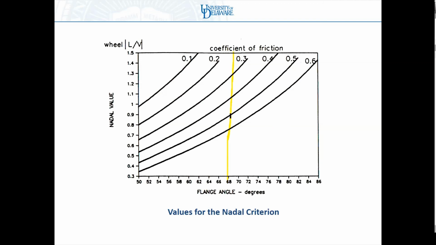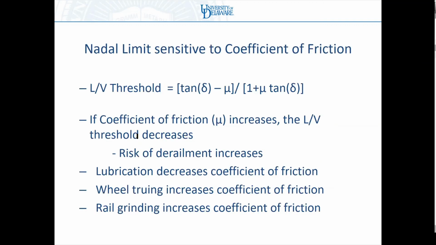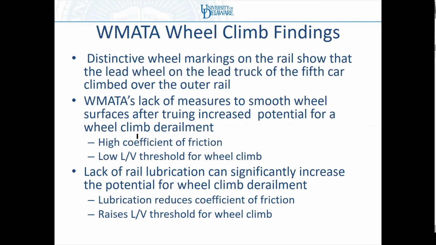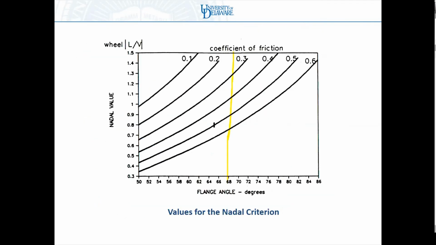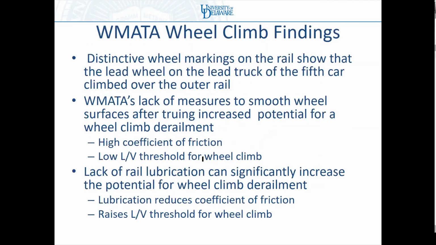If I had very rough rail, so I had a coefficient of friction around 0.6, my L over V threshold is 0.7, much lower, which means it takes a much lower lateral force or a lower unloading of the vertical force to get me to that threshold and cause wheel climb. So again, it is sensitive to coefficient of friction. And that's what we saw in the WMATA derailment and the British derailment both, where truing of the wheel caused a high coefficient of friction. So all of a sudden, we were at the low threshold, with very high risk of wheel climb.